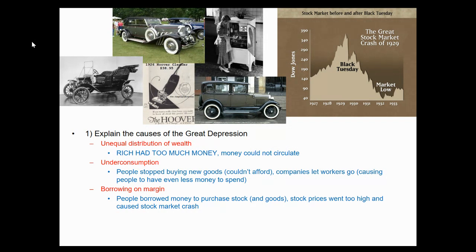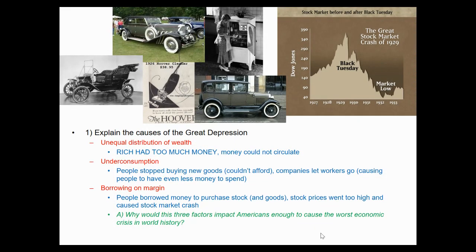And what this caused in the stock market crash is an overinflation of prices. The stocks went too high. And then when the stock market crashed, that money that people borrowed on margin, say that $9,000, all of a sudden, I can't pay that back. And what ended up happening is the banks ended up going out of business, taking people's money with them.